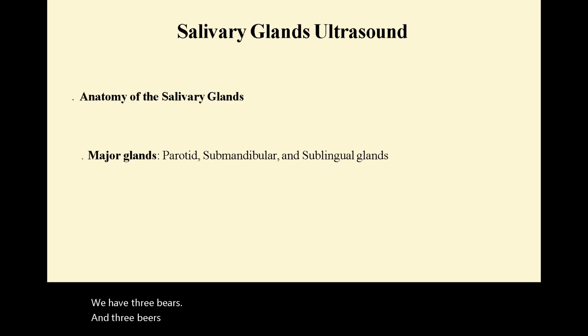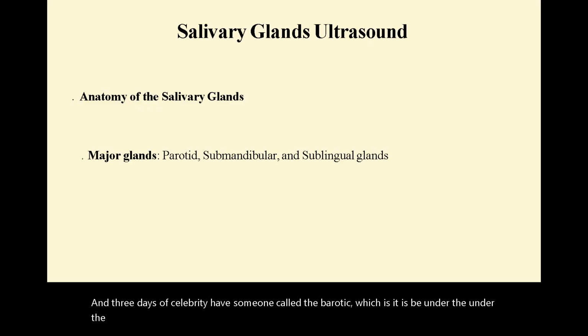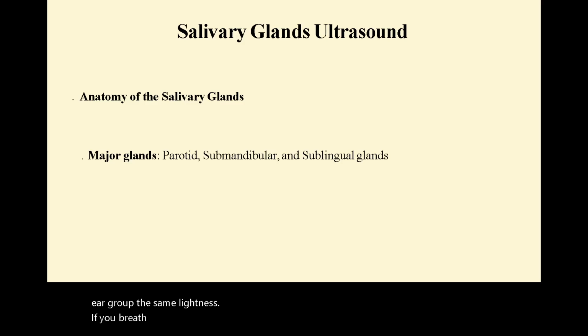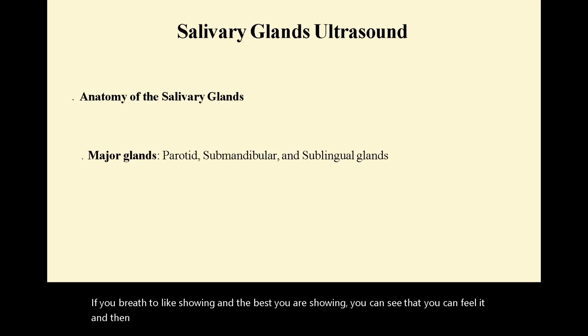You have the parotid, which is under the ear lobe. The big one, over the masseter muscle. If you press your jaw, you can feel it. And then submandibular, it's going to be just under the angle of the mandible.